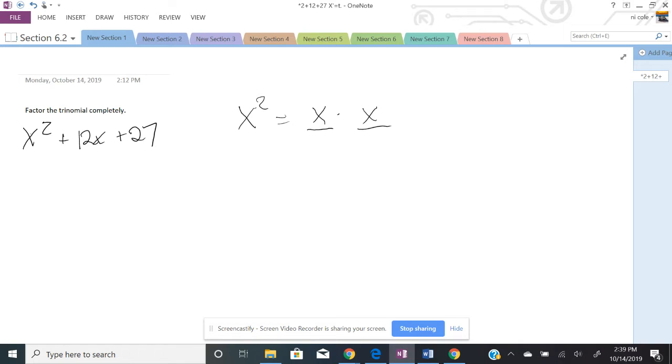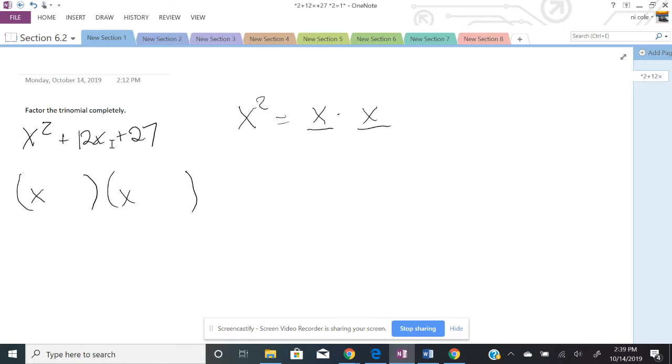Remember, in our factoring, those were our first items. So we come in and make our pods. You're looking at this first term. What times what makes x squared? And as we said over here, it's x times x. So you get x and x.